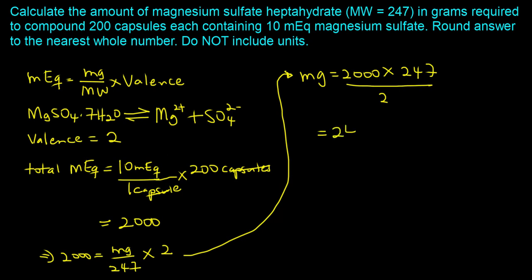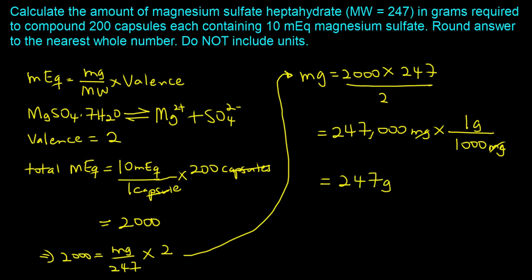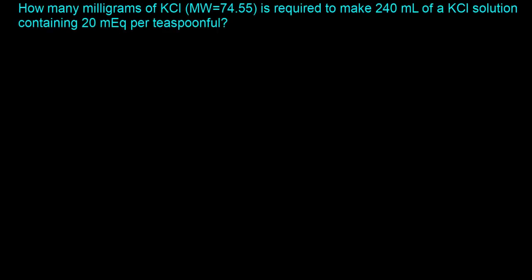And that gives us 247,000. But the units are in milligrams, and the question is asking for quantity in grams. So we do a quick conversion where you have 1,000 milligrams being equal to 1 gram. So the milligrams cancel out, and you end up with 247 grams.